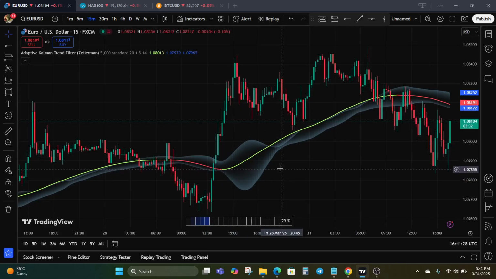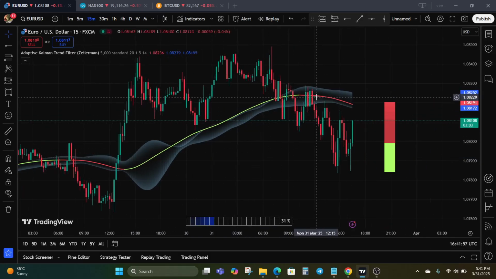So, how do we use this tool to generate good buy and sell signals? One of the main factors to look out for is when the indicator line turns green. You can see that this indicator line changes from green to red and back to green and back to red. So a buy signal is when the indicator line turns green and price is above the trend line. Then a sell signal is when the indicator line turns red and price is below the trend line.